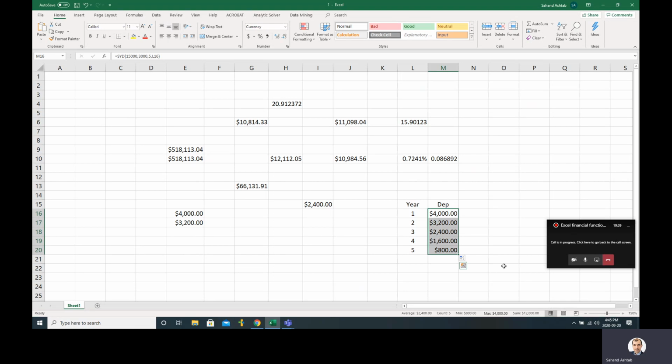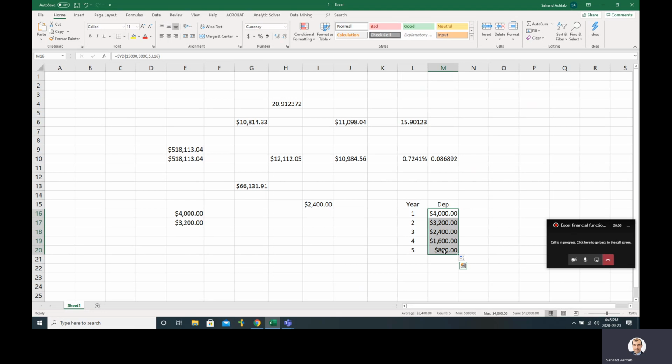As you see, with SYD, it is distributed differently. It depreciates 4,000 in year 1, it depreciates 3,200 in year 2, 2,400 in year 3, 1,600 in year 4, and 800 in year 5. But the total amount of depreciation is 12,000. It is just distributed differently, depreciating more in the beginning years than later years.